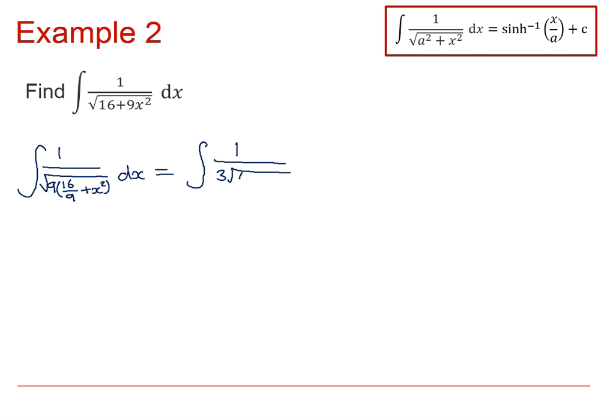So we have 3 times the square root of 4 over 3 all squared plus x squared with respect to x. So we're going to get a third times inverse sinh of 3x over 4. And what do we need to remember? Plus c. 3 over 4 just comes from that 4 over 3. Remember it's x over a.